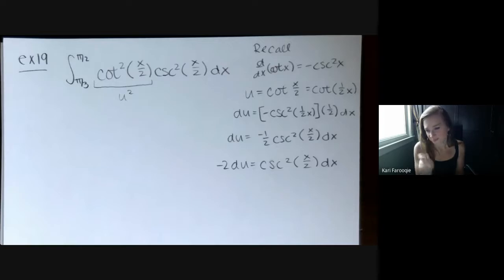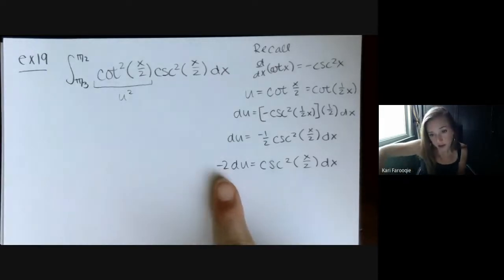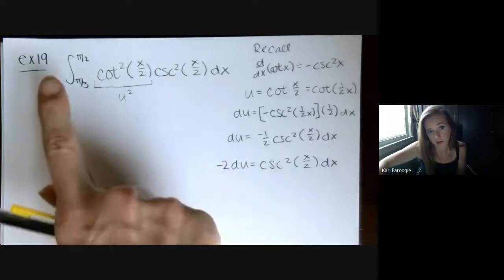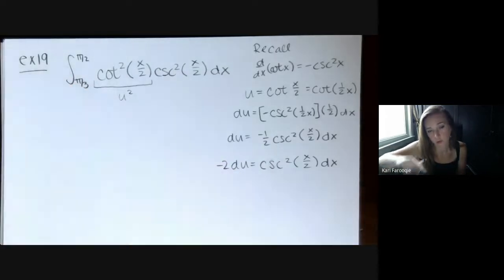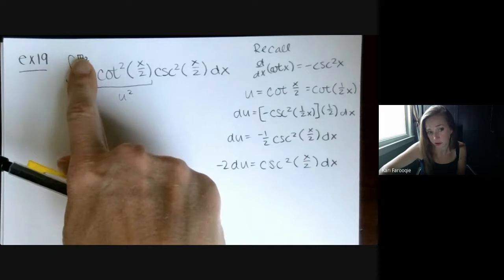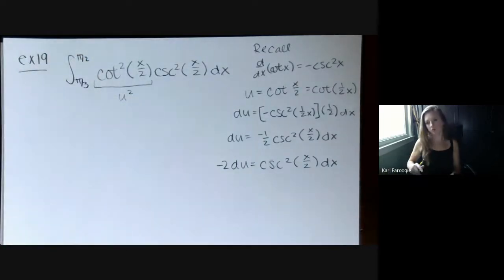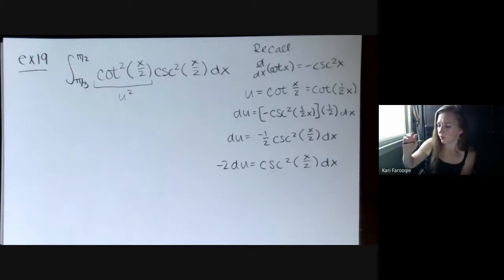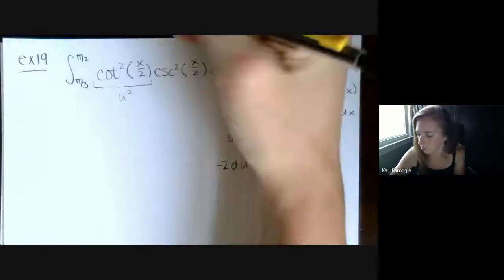Also, just so you know, most of the time when you end up with a negative du, you're going to end up having a negative in front of your integral, and when you switch your limits, you're going to end up having them switch such that the order goes from greatest to least. So we might have to do another switcheroo here, which you know I like. All right, so this is your negative 2 du.